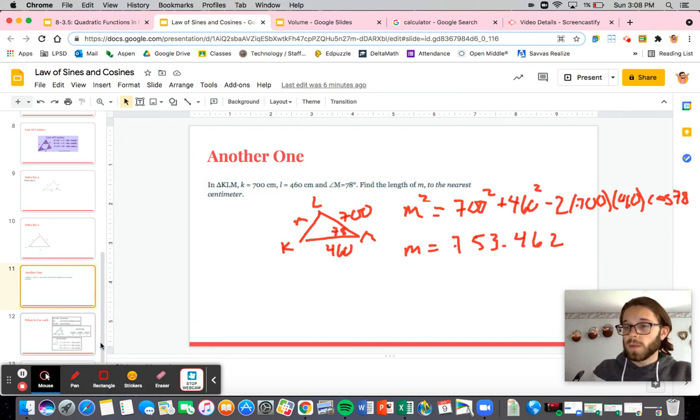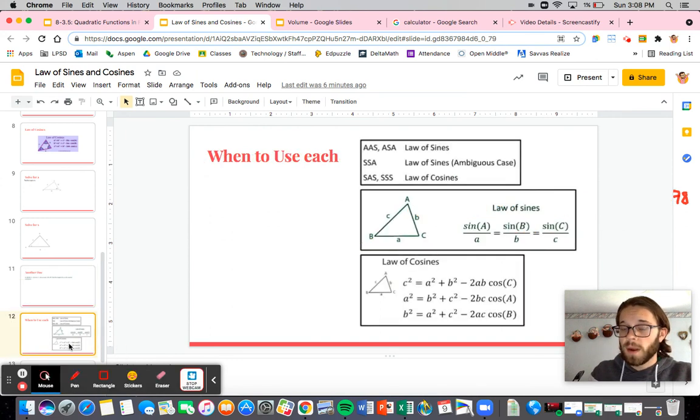Just as a heads up, essentially what you're going to be doing when you're dealing with these problems is the rule is going to be if you have two angles on a side, AAS or ASA, law of sines. When it is side angle side, side, side, side, law of cosines. And then side side angle, you are going to use law of sines. But again, that is the situation with the ambiguous case, as I was talking about earlier. But for our purposes, we're really just going to be using law of sines.